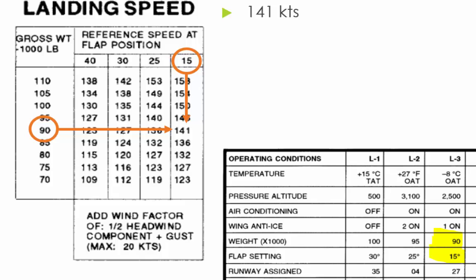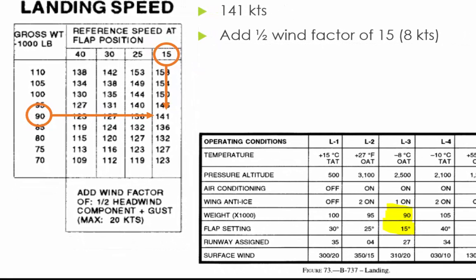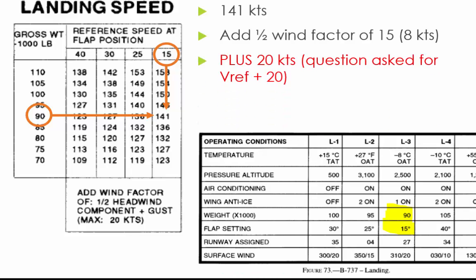That's VREF. Now, if we use that for our answer, we would be wrong because we have forgotten the note right under that that says we're going to add a wind factor of half the headwind component plus gust. This problem did not say anything about gust. We remembered that our wind factor was 15. Half of that is approximately 8. I would say 7.5 and round it up to 8. Plus 20 knots. Remember that question asked for VREF plus 20. So 141 knots plus 8 knots plus 20 knots for VREF plus 20, and we get 169 knots. And that's the answer to this question.